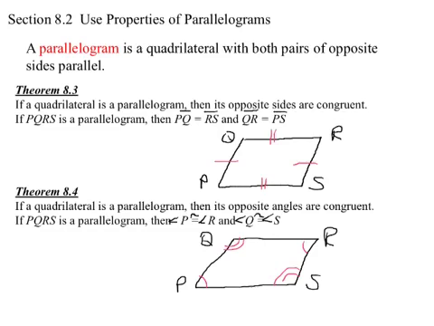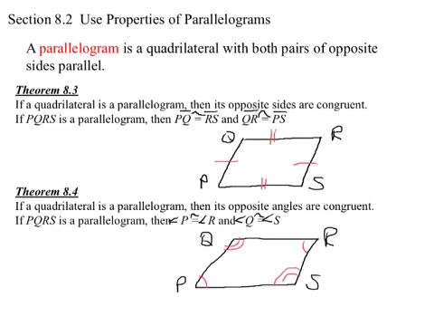Theorem 8.3. If a quadrilateral is a parallelogram, then its opposite sides are congruent. So, if PQRS is a parallelogram, then PQ is equal to RS. It actually should be congruent. Let me fix that. Is congruent. So PQ is congruent to RS, and PS is congruent to QR. So the opposite sides are congruent.